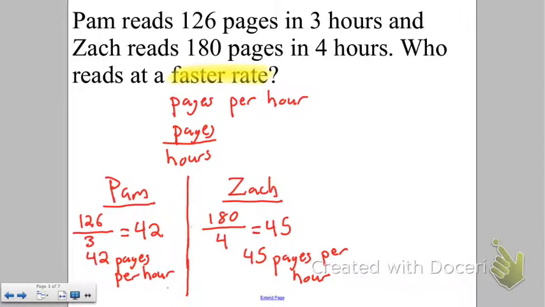Now the question says who reads at a faster rate? Pam reads 42 pages per hour. Zach reads 45 pages per hour. So Zach reads at a faster rate.